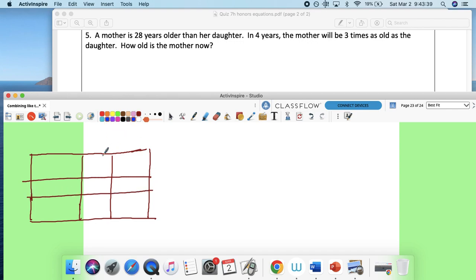Mother's 28 years older than her daughter. In 4 years, her mother will be 3 times as old as the daughter. How old is the mother now? So we have mom and daughter.